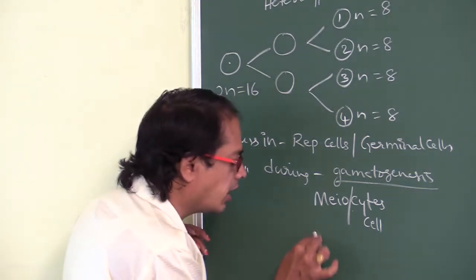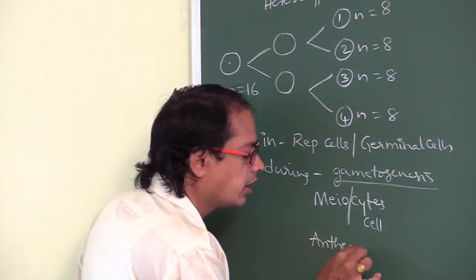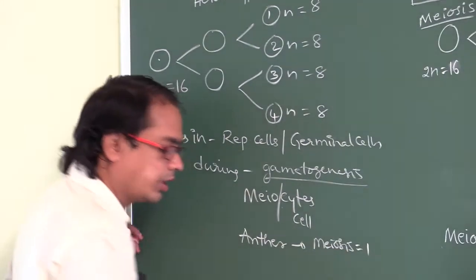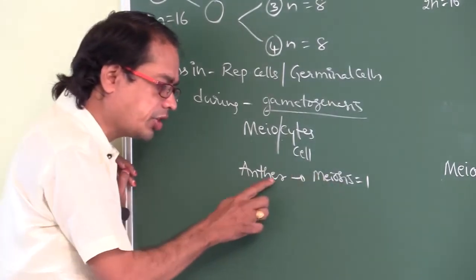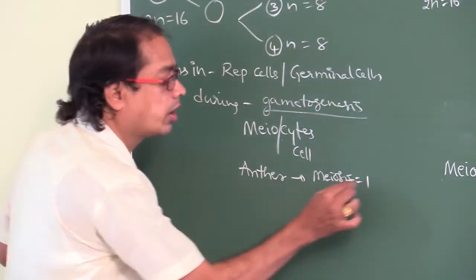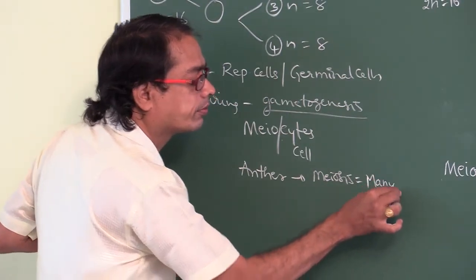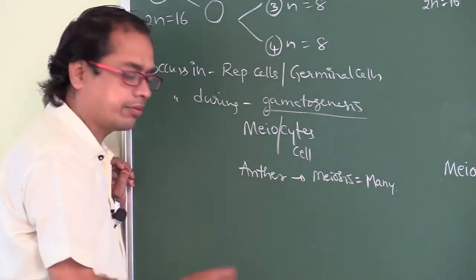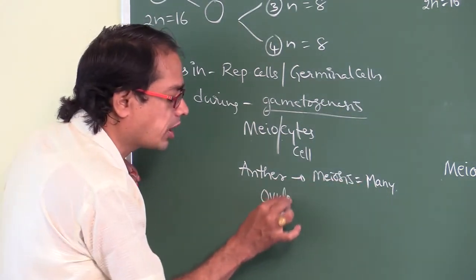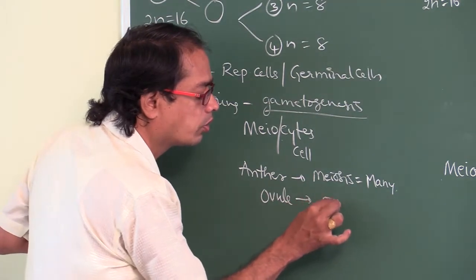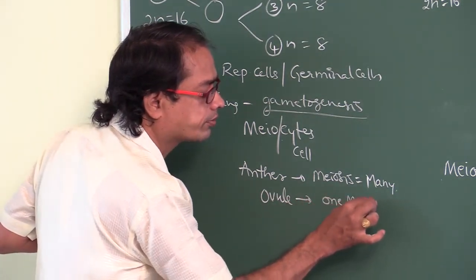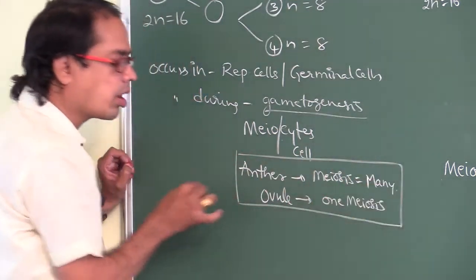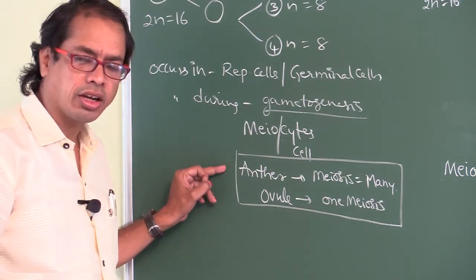Then in anther, the number of meiotic divisions that occur in each anther is many. The number of reduction divisions that occur in each ovule is only one meiosis. Very, very important. Number of reduction divisions that occur in each anther: many.